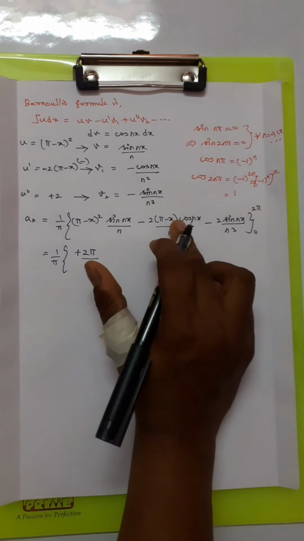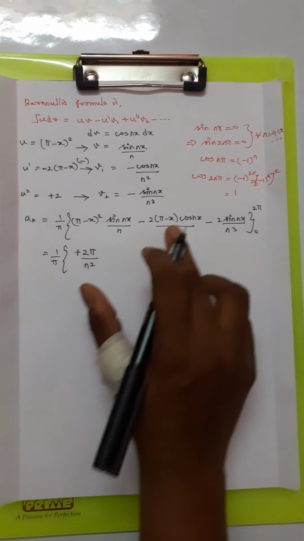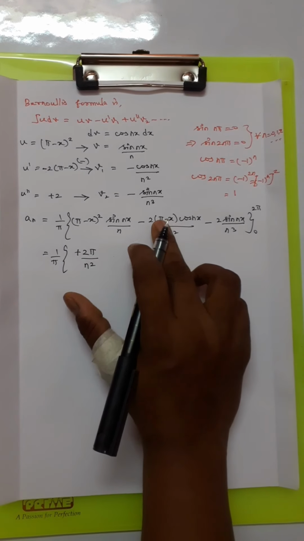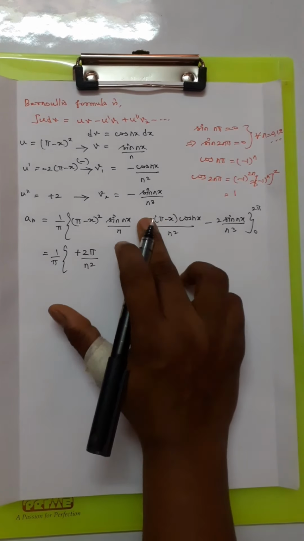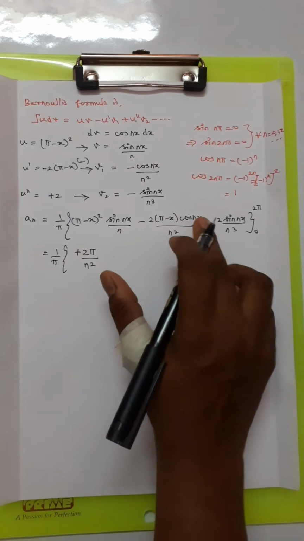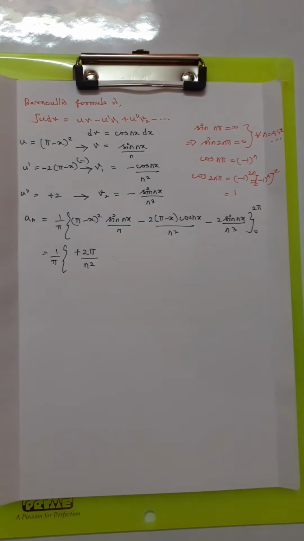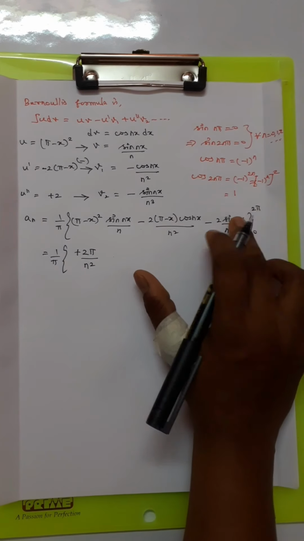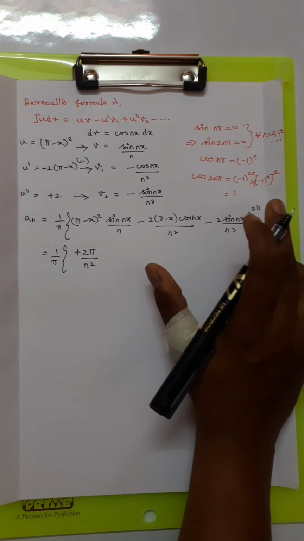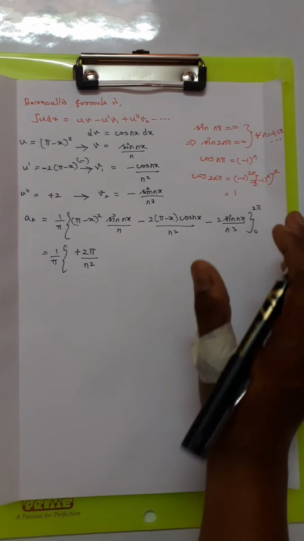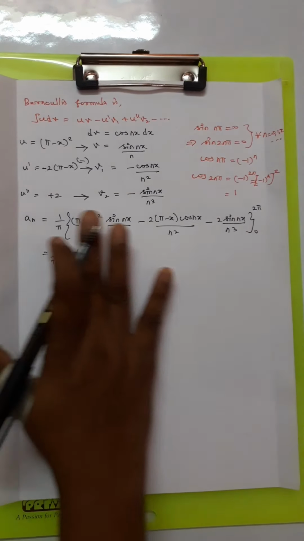x takes the value 2 pi. This minus 2 has come as it is. Pi minus 2 pi is minus pi, so minus into minus becomes plus 2 pi, cos 2n pi value is plus 1, by n square. Right. And again the third term is in sine. Sine of 2n pi is 0, so it becomes 0. So the upper limit is over.